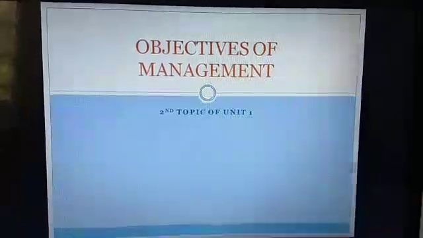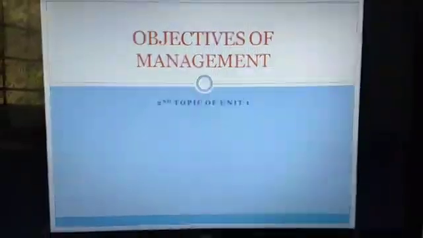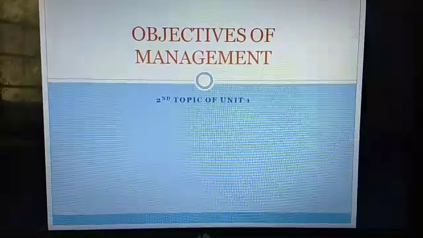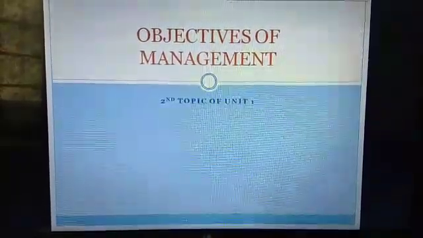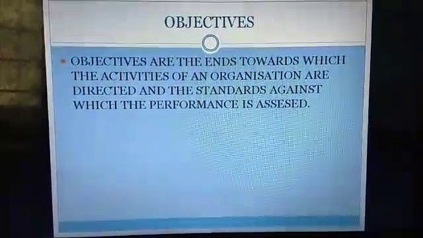Hello students, I'm here with the second topic of first chapter. The name of the topic is Objectives of Management. To know what objectives of management is, first of all, what objectives actually mean.